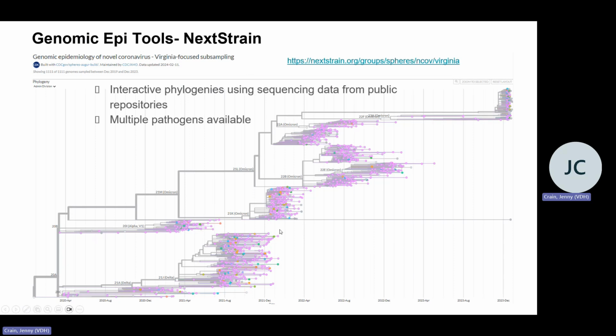But NextStrain really gives you a wonderful utility in that you can toggle back and forth between this type of tree, which is a time-based tree, to a phylogenetic divergence tree to show just those single nucleotide polymorphism differences on the x-axis. So I really like that feature in NextStrain.